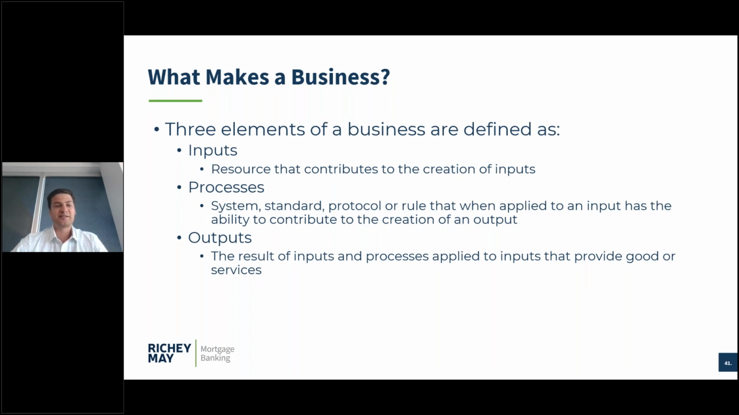Processes are any system or rule that, when applied to inputs, creates outputs. Some examples would be strategic management, operational, and resource management processes, while systems like accounting, billing, or payroll typically are not processes used to create outputs. And then outputs are the result of inputs and processes applied to those inputs that provide goods or services to customers, investment income, or other revenues.